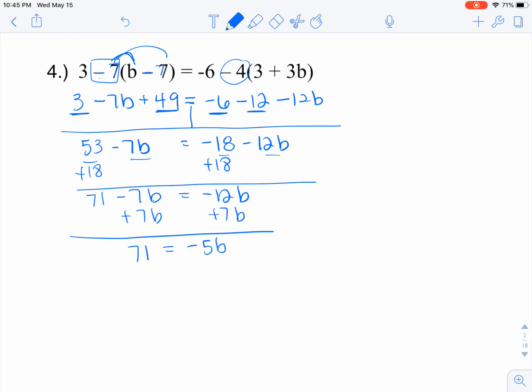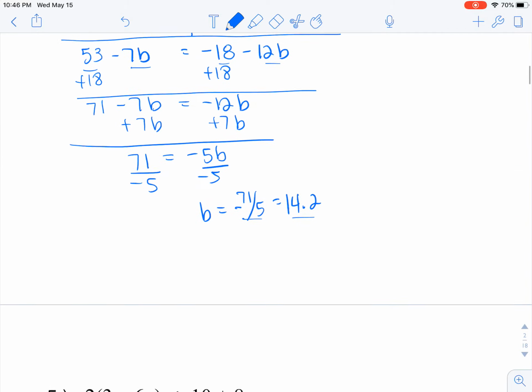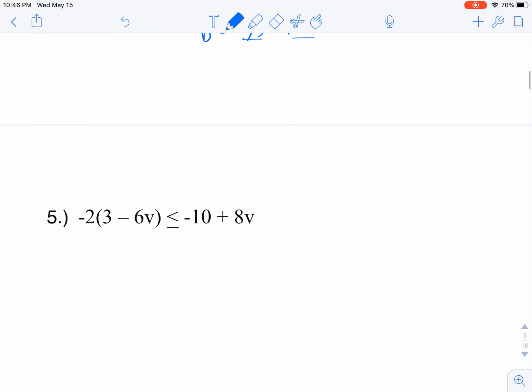And I get 71 equals negative 5b. And then we're going to divide by negative 5, and I get that b equals 71 over 5, and this is negative. And if we simplified that into a decimal, it's 14.2. Either one of those would be acceptable answers. On the exam, I'll be more clear as to what form I want.